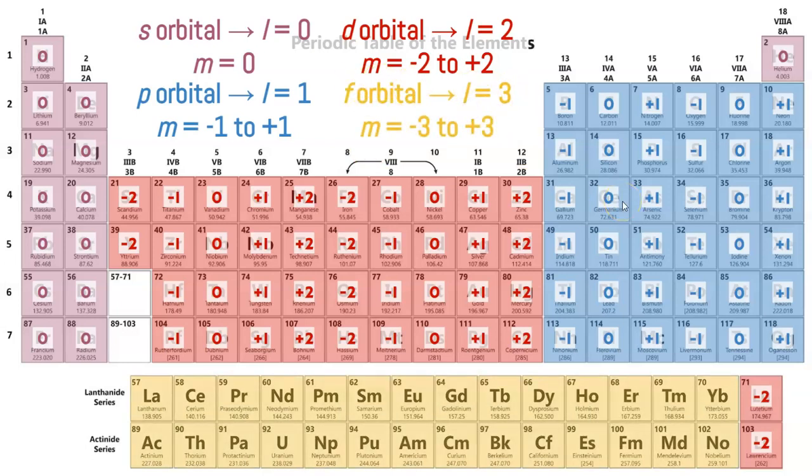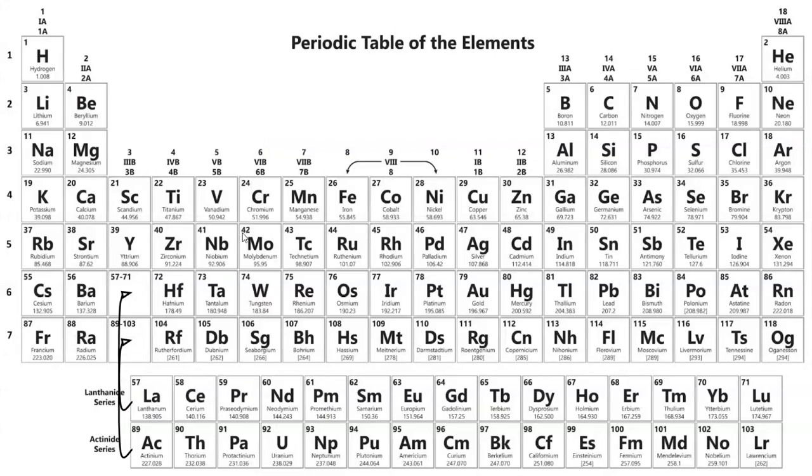So M is going to be from -3 to +3. So we go -3, -2, -1, 0, +1, +2, +3. And then we repeat that step. Okay. So let's go and do some practice problems to find the magnetic quantum number.